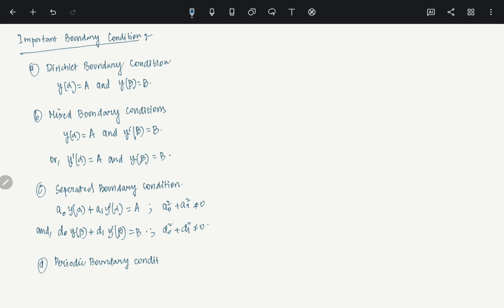So what is the periodic boundary condition? It is given by y at the point alpha equals y at the point beta, and y prime at the point alpha equals y prime at the point beta. Is this okay? So basically at the end points the curve comes back to itself such that the derivative also coincides. Okay, so that's your periodic boundary condition.